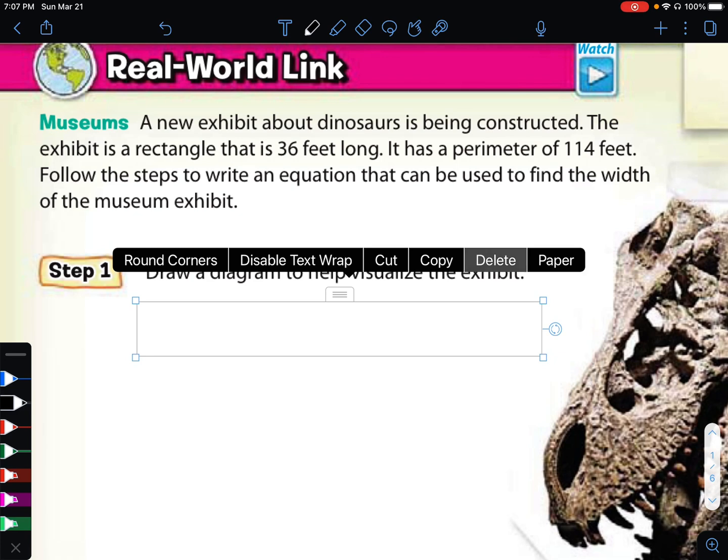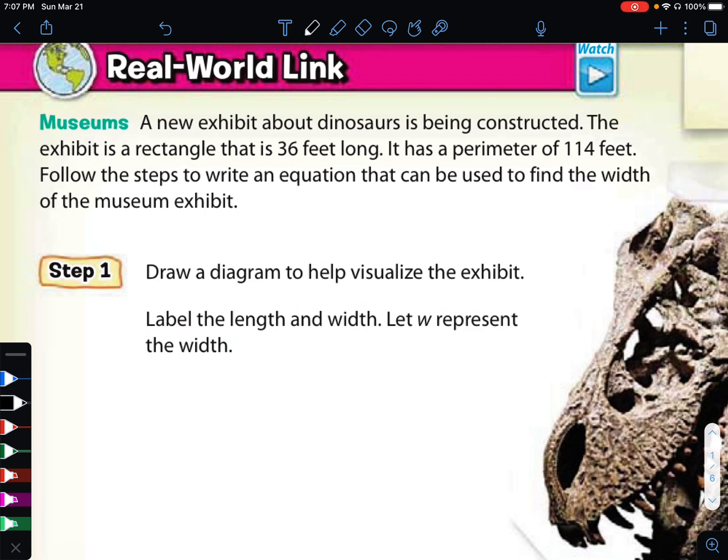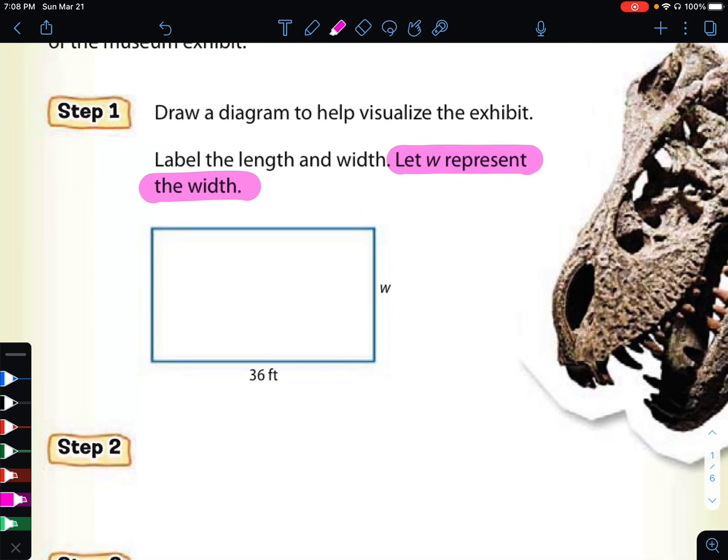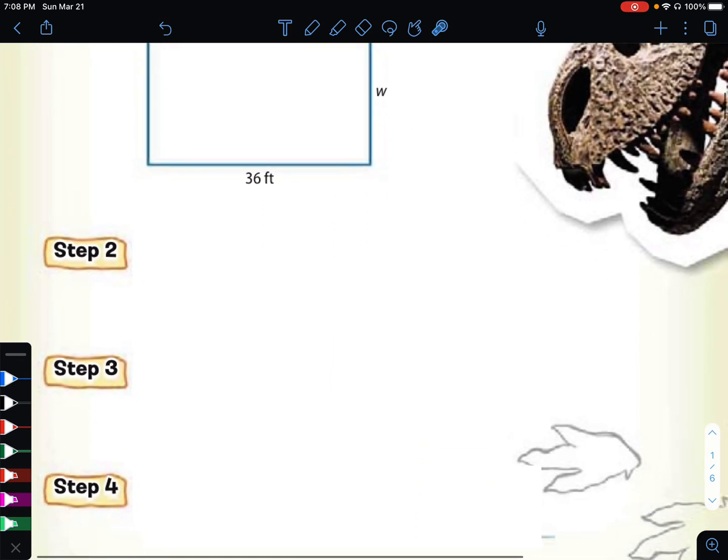Again, draw a diagram, label the length and the width, and let W represent the width. Why is that? Because it's asking us to follow the steps and write an equation that can be used to find the width. So we're looking for the width, and that's the reason why we let W represent the width. We draw a rectangle. This is how it looks. This is your length, which is 36 feet. That is the width, which we don't know, and it is defined by W.